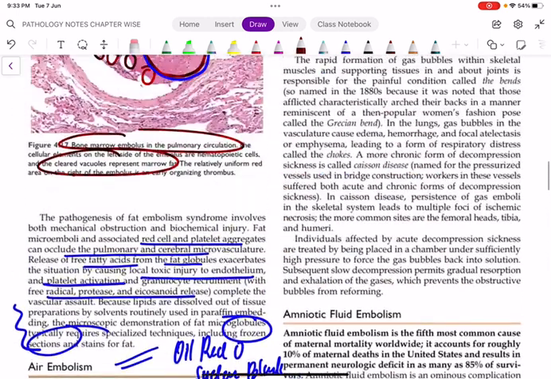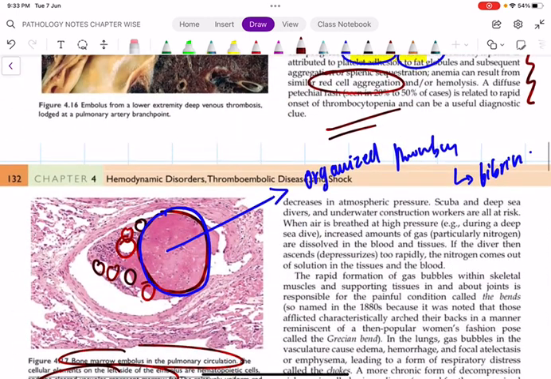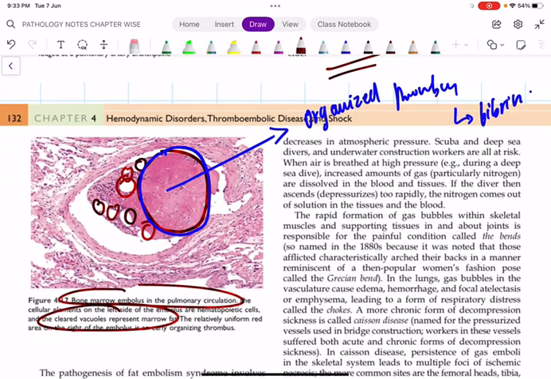When individuals experience a sudden decrease in atmospheric pressure, it causes decompression sickness, also called Caisson's disease or Bends disease. Scuba divers and deep sea divers are all at risk. Normally, when they dive deep, there will be high pressure, so a greater amount of gas will be dissolved.